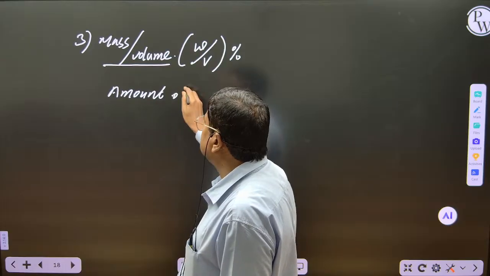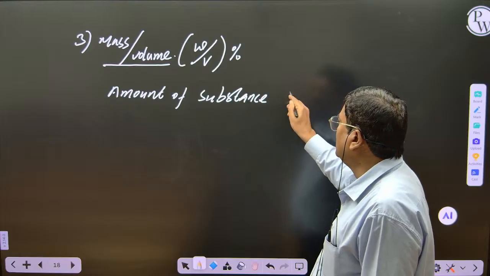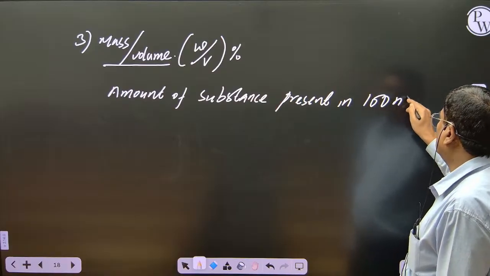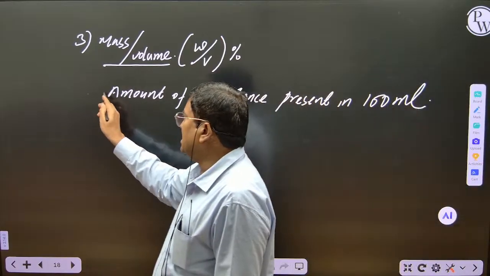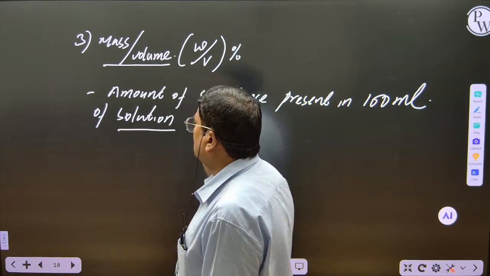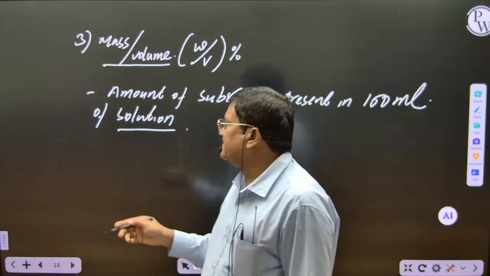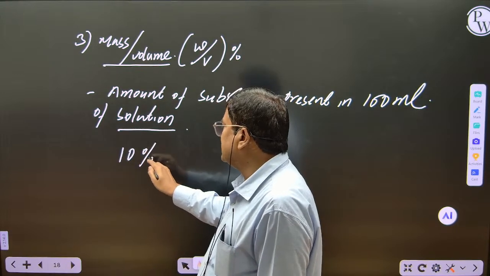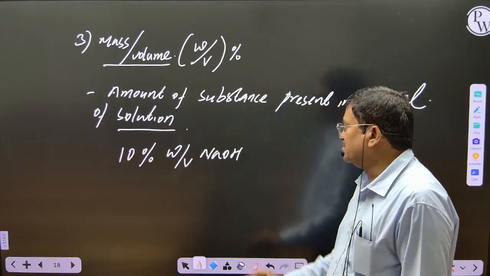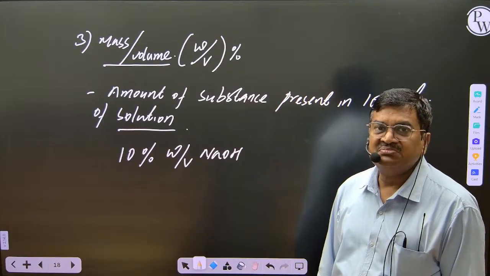So what do we define for mass by volume? Amount of substance present in how many ml, students? 100 ml of solution. That is called what? Mass by volume percentage. And generally, where do we observe this? If you see the backside of a tablet, for example, in textbooks they will show like this: 10% W by V caustic soda. What is the formula of caustic soda? NaOH.